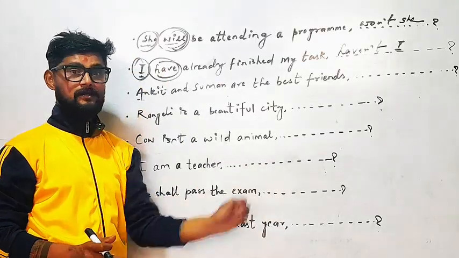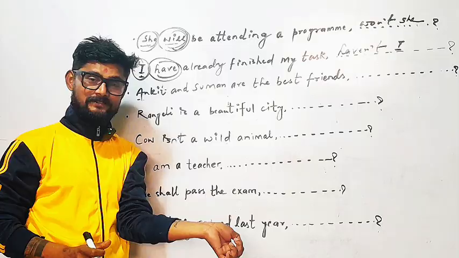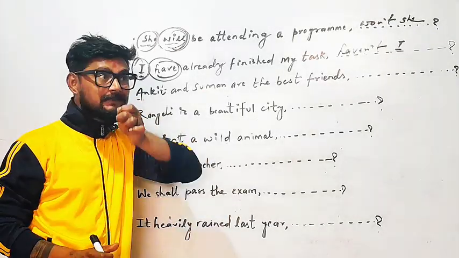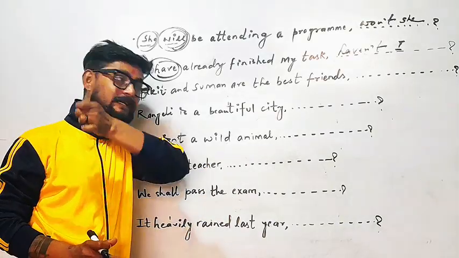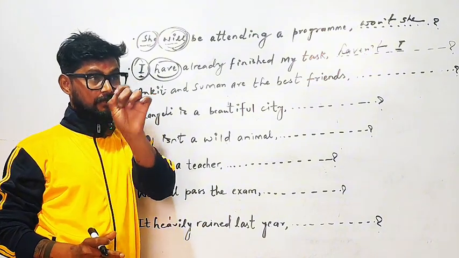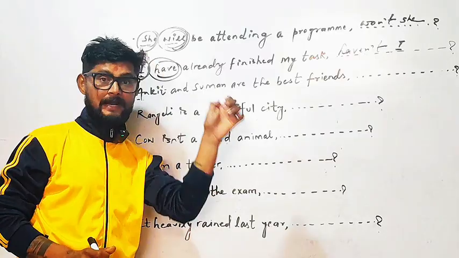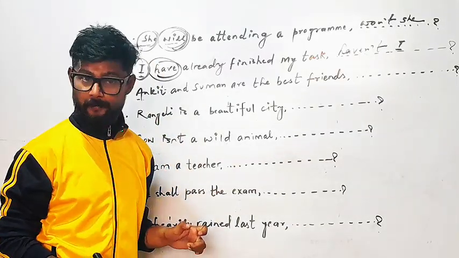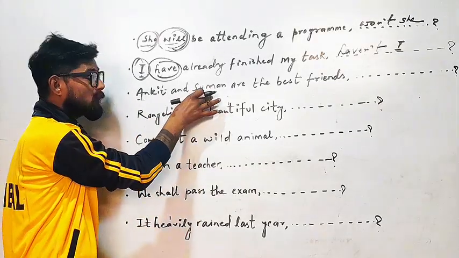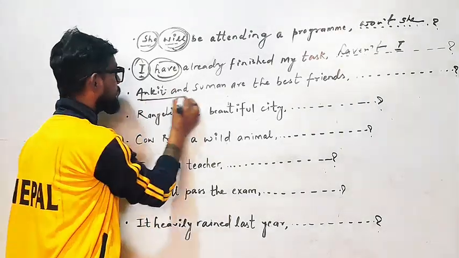And remember that. Where we get animals, birds, places, right? We have to use it and they. If there is a bird, if there is an animal, use it. If there are plural forms of nouns, use they. Remember, okay? And here, Ankit and Suman, more than one person or not? So we must use they. Ankit and Suman means they.